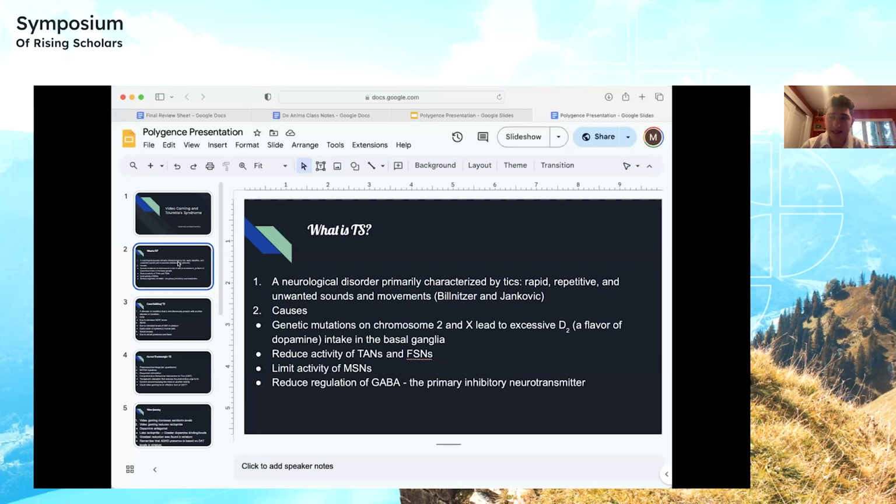And physiologically, Tourette's leads to reduced activity of the tonically active neurons, as well as the fast spiking neurons, which ultimately reduce the activity of the medium spiny neurons, which ultimately reduces regulation of GABA, which is the primary inhibitory neurotransmitter. That's not important for this session. That's just the basis of how it works in the brain.